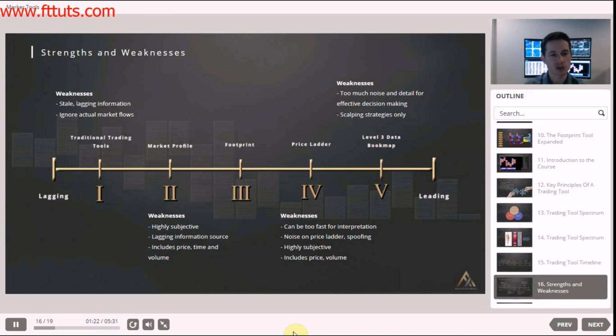Now, the first tool I'm going to talk about is the most lagging, which is your traditional trading tools. So obviously your candlesticks with your candlestick tools like your Bollinger Bands and your moving averages, etc. Now, the biggest weakness is that the information is very stale and it's very lagging. And most importantly, these traditional tools tend to ignore actual market flows.